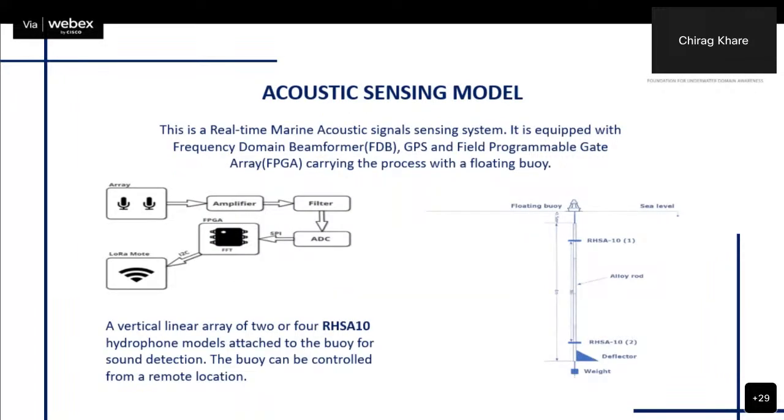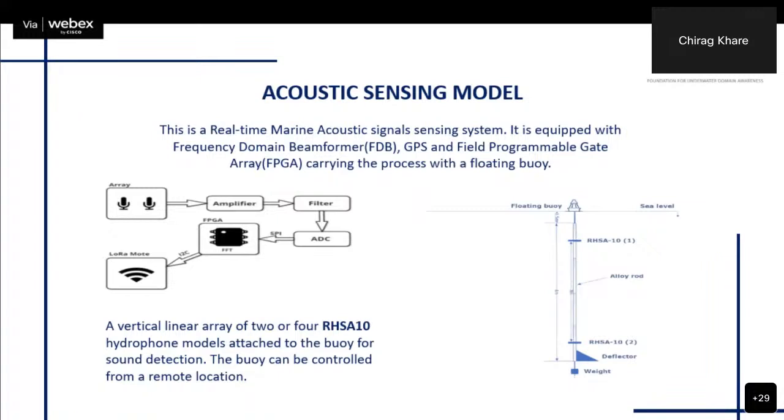Now talking about the second model, we have the acoustic sensing model. It senses the sound signals exported by various ships moving on the water bodies. As shown here, it is a real-time marine acoustic signal sensing system. It is also equipped with a frequency domain beamformer, GPS, and a field programmable gate array, carrying the process with a floating buoy. The figure shown here shows the structure of the whole electronic components.